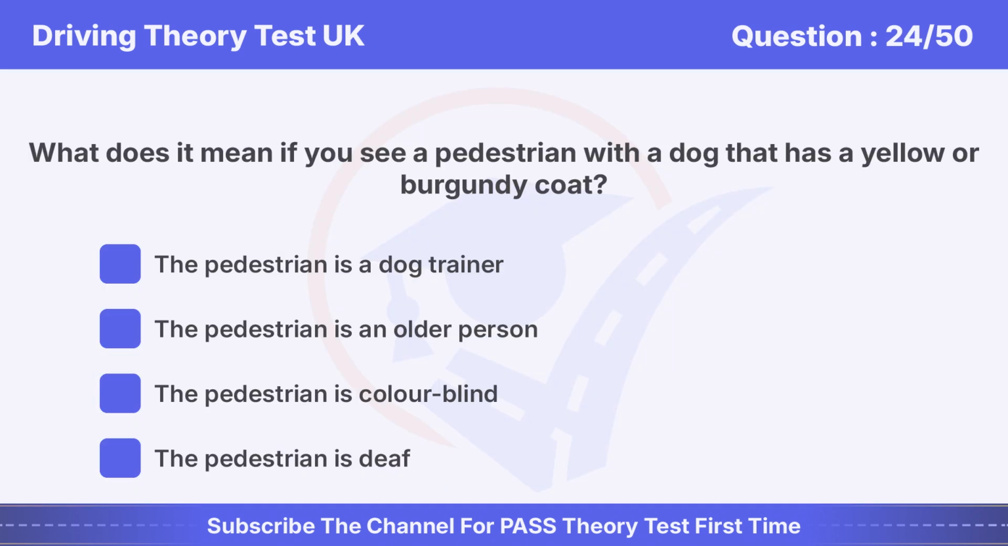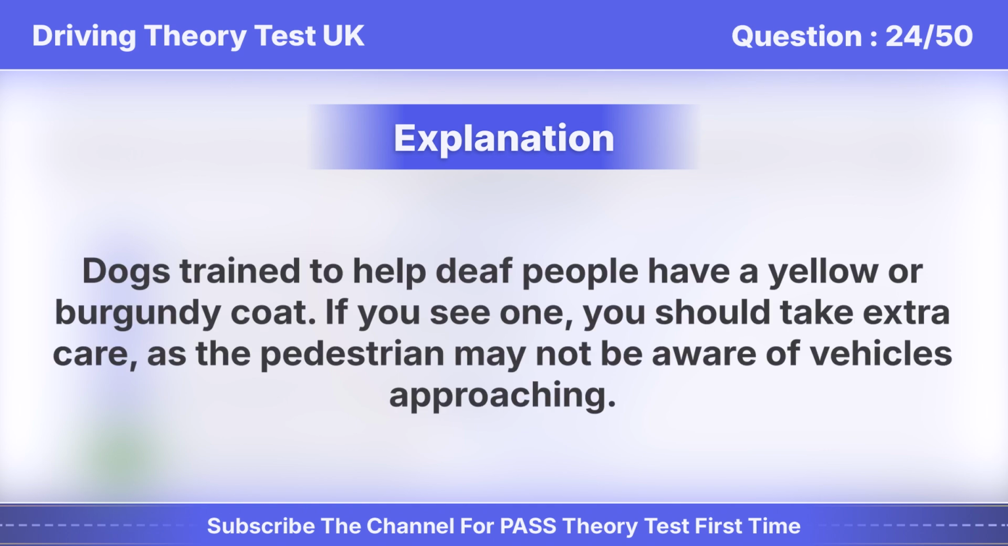Question 24. What does it mean if you see a pedestrian with a dog that has a yellow or burgundy coat? Answer is D. The pedestrian is deaf. Dogs trained to help deaf people have a yellow or burgundy coat. If you see one, you should take extra care, as the pedestrian may not be aware of vehicles approaching.